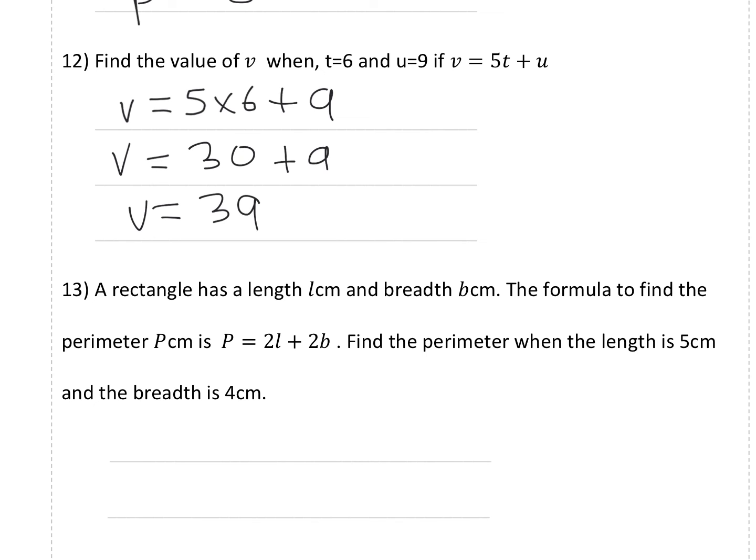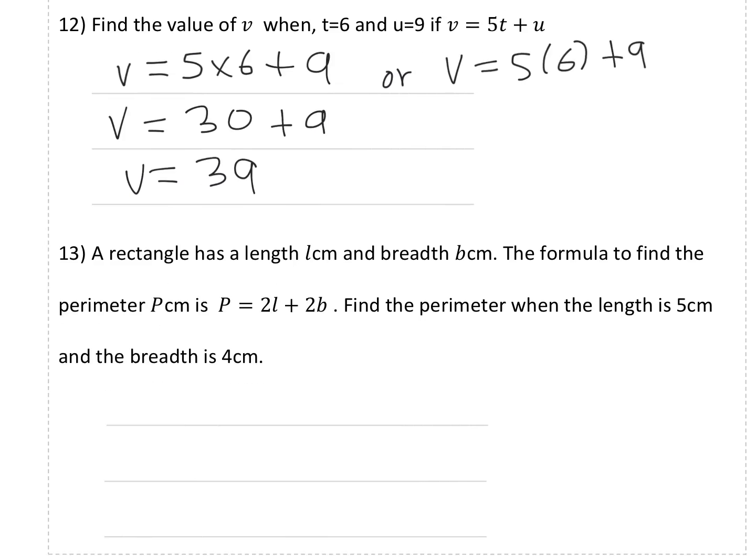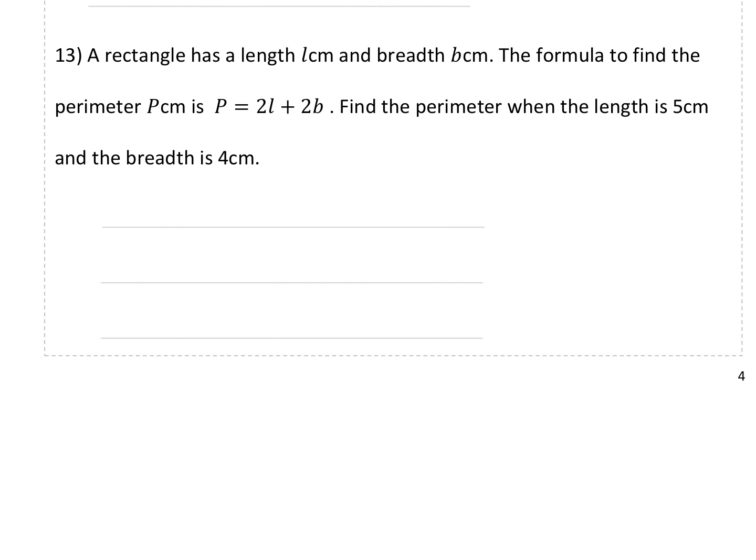Alternatively, another way you can write this, which is the same, instead of writing down 5 times 6, we can put down 5 and 6 in brackets. Remember, when two numbers or letters and numbers are together, it always means multiply. So we could write it like that, 5, 6, and then plus 9. That's the same thing. It's especially good to do it that way when you've got negative numbers, which we'll come on to later. Pause the video and have a go at example 13.